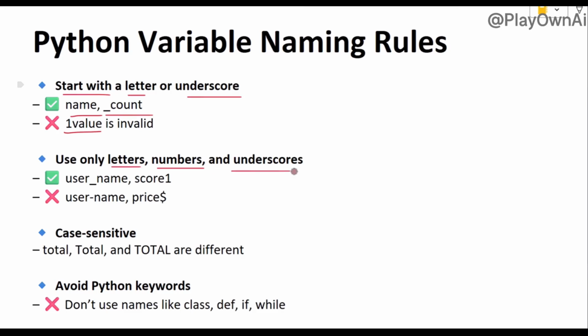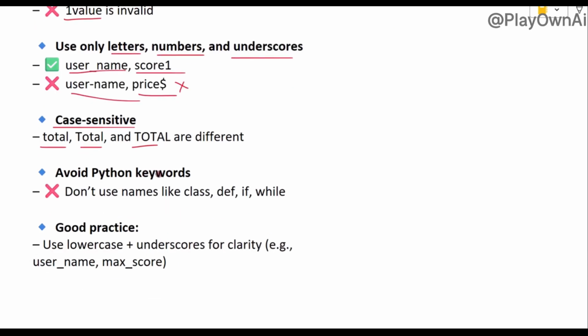Rule number 2, you can use letters, numbers, and underscores, but no special characters. That means names like user underscore name and score2 are fine, but user hyphen name or price dollar sign, those will throw an error. Rule number 3, variable names in Python are case sensitive. That means total, Total, and TOTAL are all different. Rule number 4, you can't use reserved keywords as variable names, so don't name a variable class, def, if, or while. These are part of the Python language and already have meaning.